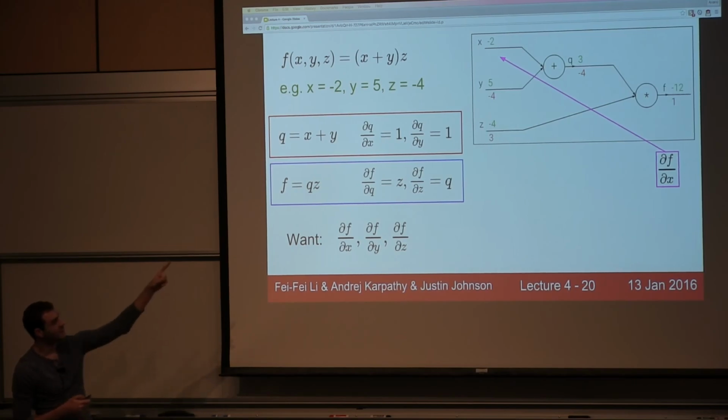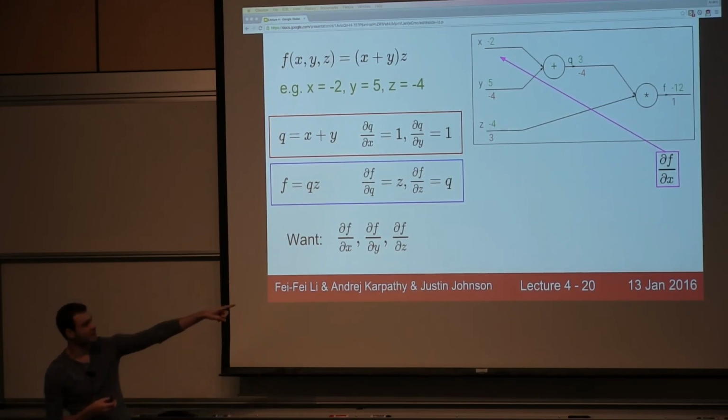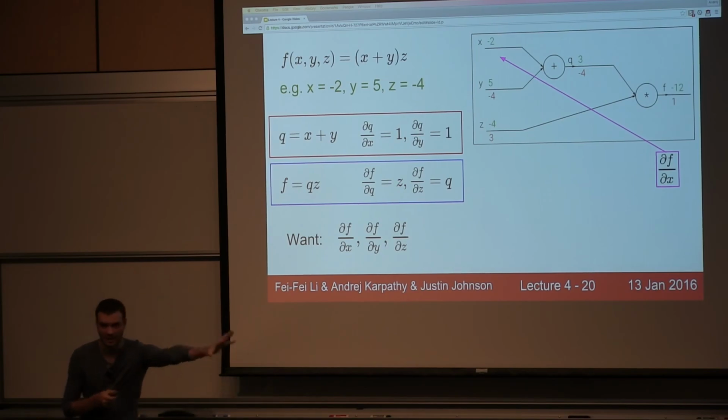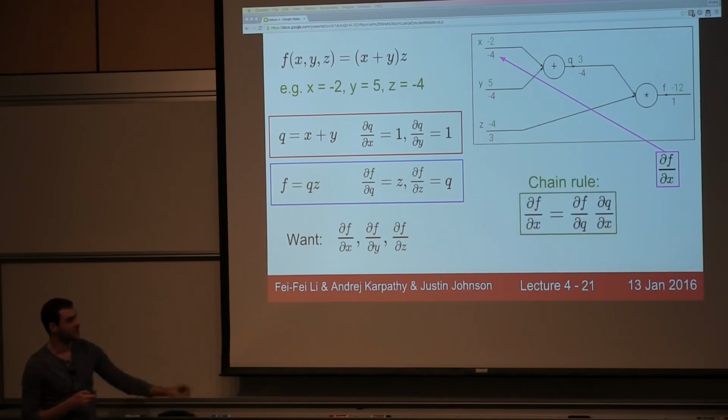Okay, and looking at x, we have a very similar thing that happens. We want df by dx, that's our final objective, and we have to combine it. We know what is x's influence on q, and what is q's influence on the end of the circuit. And so that ends up being the chain rule.